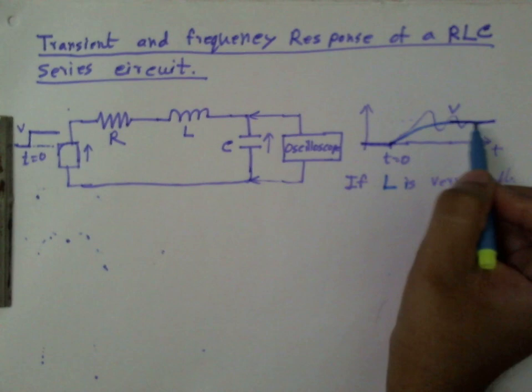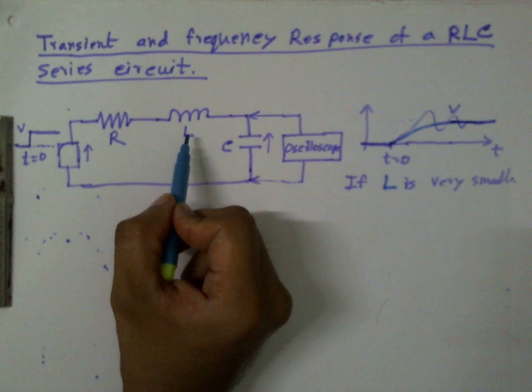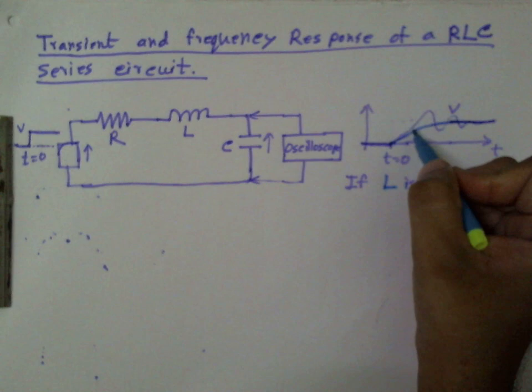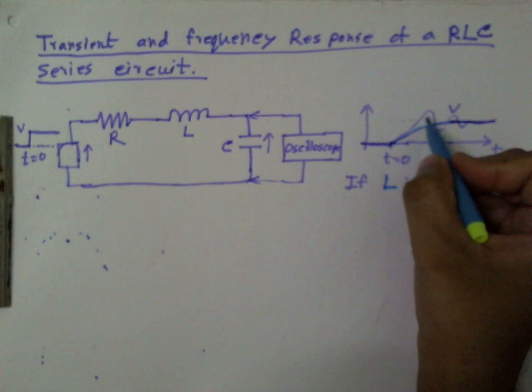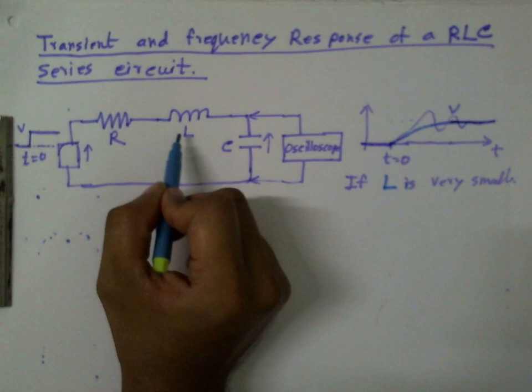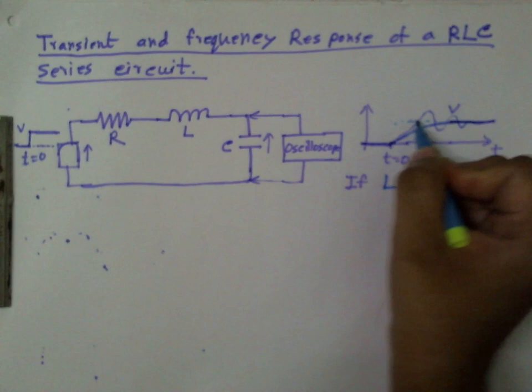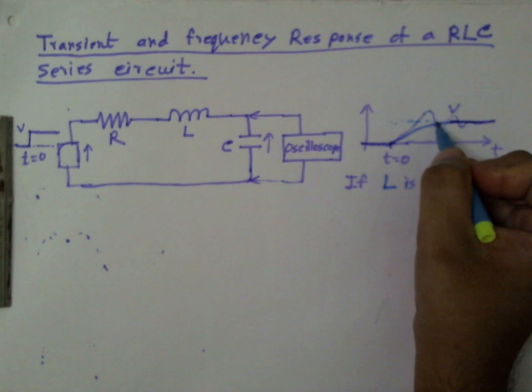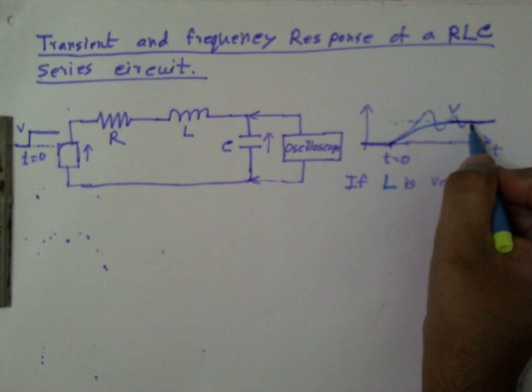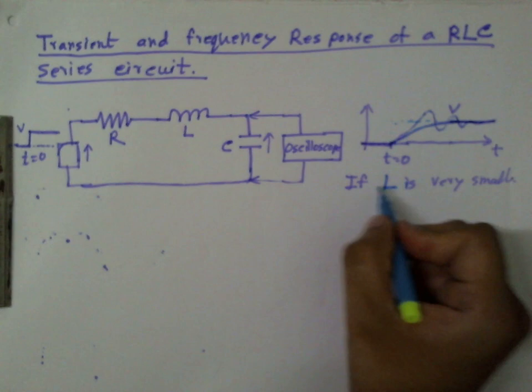But if the inductance value is high enough, is considerable enough, then what will happen? As soon as the capacitor voltage reaches the value of V, the current cannot become zero instantaneously, because inductance is like an inertia for current. So current continues to flow and the voltage continues to grow and it becomes more than the supply voltage. So this is the supply voltage, it grows further and then it starts to discharge and therefore it oscillates, and after sufficient time it is stabilized to the value of V. So if L is very small, then no oscillation.